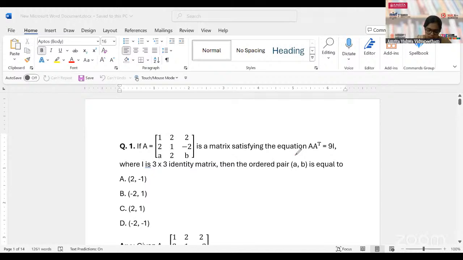So how will we solve this question? What's the logic? From where will we start?